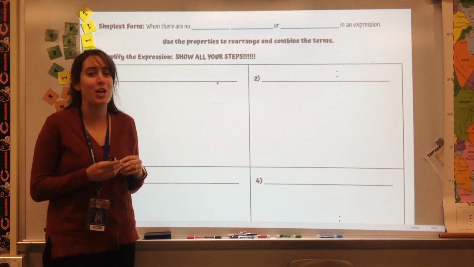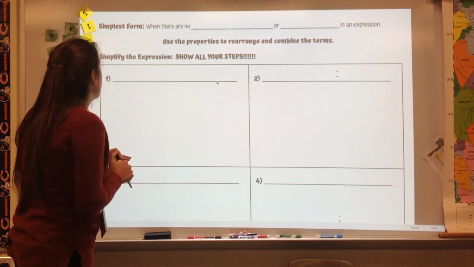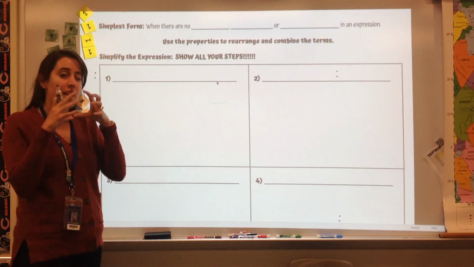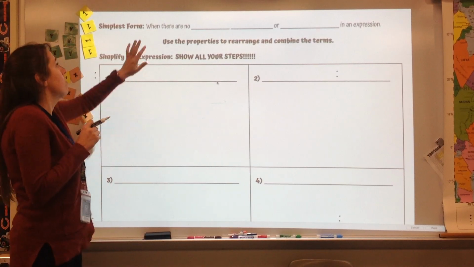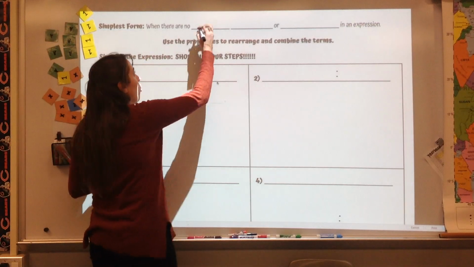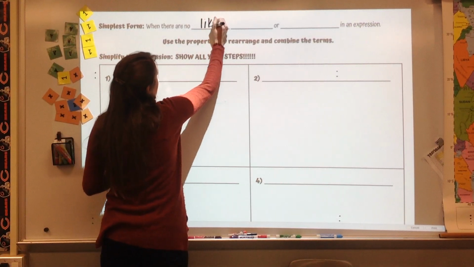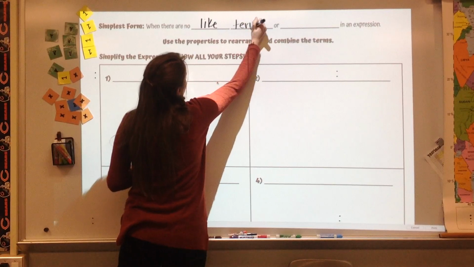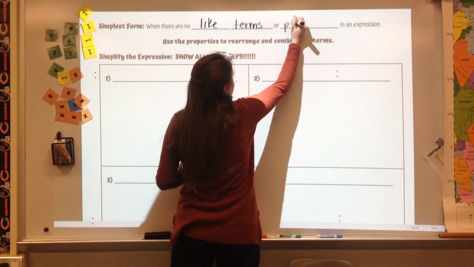Alright, today we are going to talk about simplified expressions. So when we are simplifying things, we're making them smaller, easier to work with. The two things that we need to look at when we're simplifying is we want it simplified when there are no like terms or parentheses in an expression.